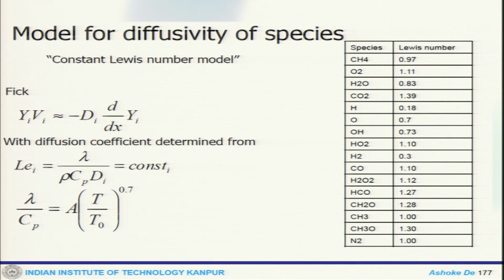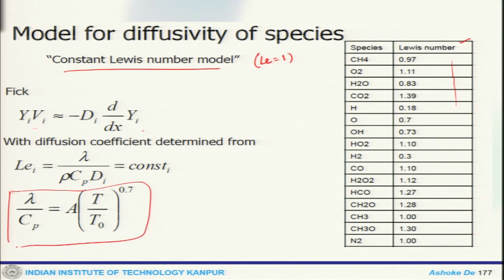For the time being, we will assume the constant Lewis number model. So that means the Lewis number is 1. Typically, if you look at different species, this is how the Lewis number varies. And now once you assume the Lewis number 1, that means your thermal diffusion and mass diffusion will be of the same order. So we will use Fick's law of diffusion, which we write in terms of the gradient, and then we get the relationship between lambda and Cp, which has a temperature dependency there.